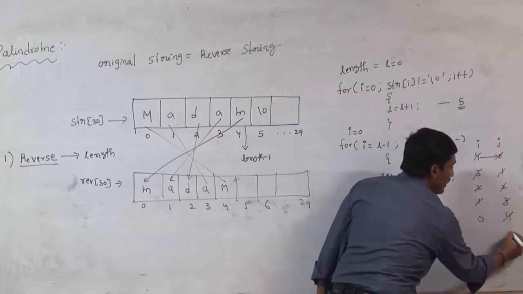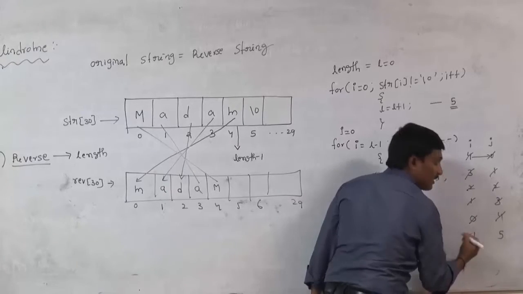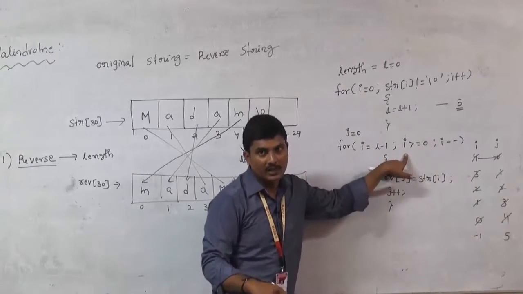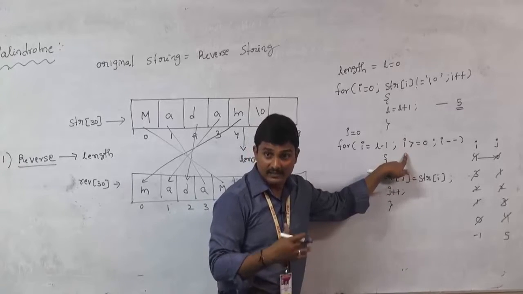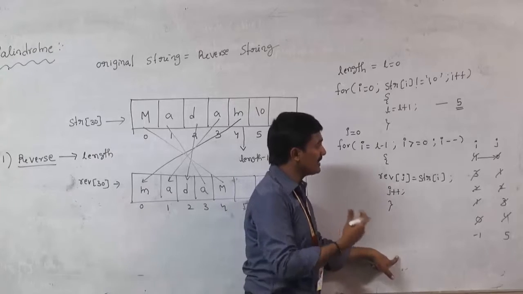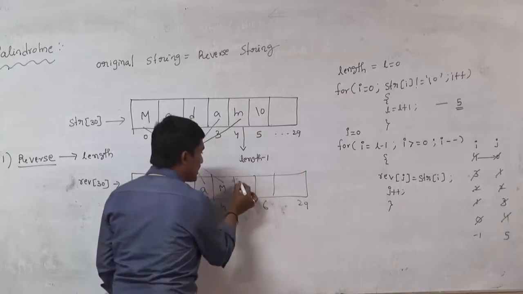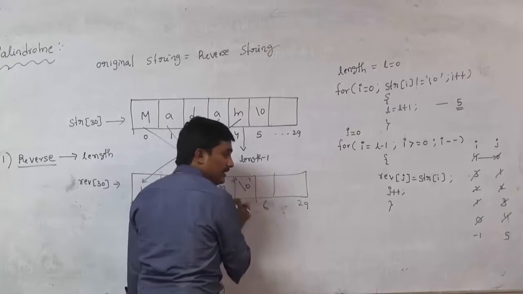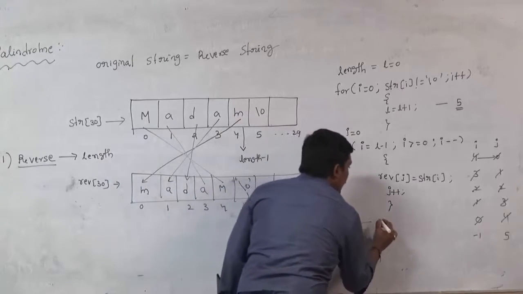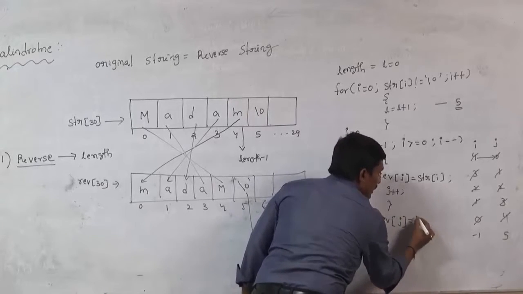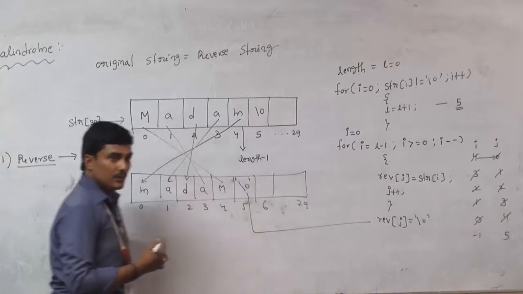Afterwards it is going to be 5, and it is going to be minus 1. When you are reaching minus 1, this condition is false. So you are coming outside of the loop. But as per the string norms, the reverse string must also end with the null character. So we have to assign this null character: reverse of j assigned with the null character. Reverse process is over.